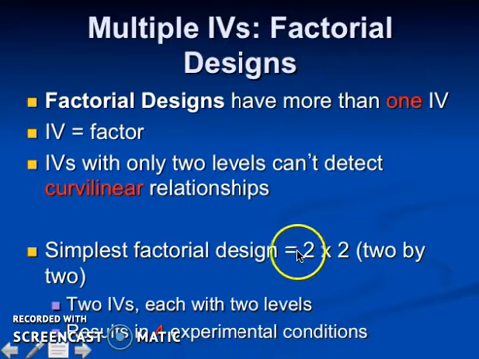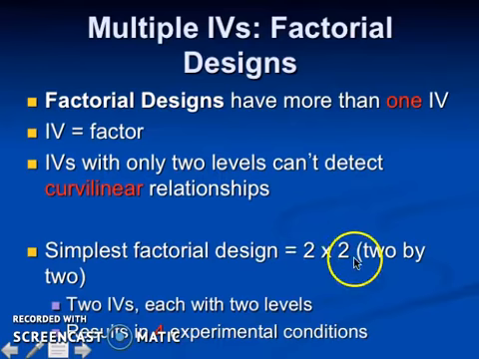So if I'm looking at sense of humor and attractiveness, maybe I have people who are very attractive and not very attractive, and very funny and not very funny. I need people who are in all conditions. So I need 4 conditions. I need people who are very attractive and not very funny, very attractive and very funny, not attractive and very funny, and not attractive and not very funny. So you need to make sure that you have all 4 experimental conditions.